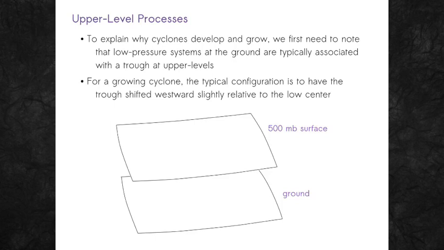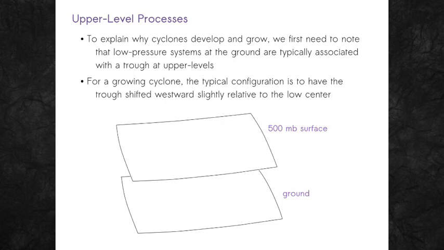Now the starting point here is to recognize that the low pressure center at the ground in a cyclone typically has a corresponding trough at upper levels. And there's a particular configuration of the low pressure center and the trough that's going to allow this thing to grow. That is, cyclones that are amplifying, getting stronger, tend to always have the same configuration between the low pressure center at the ground and the trough at upper levels.